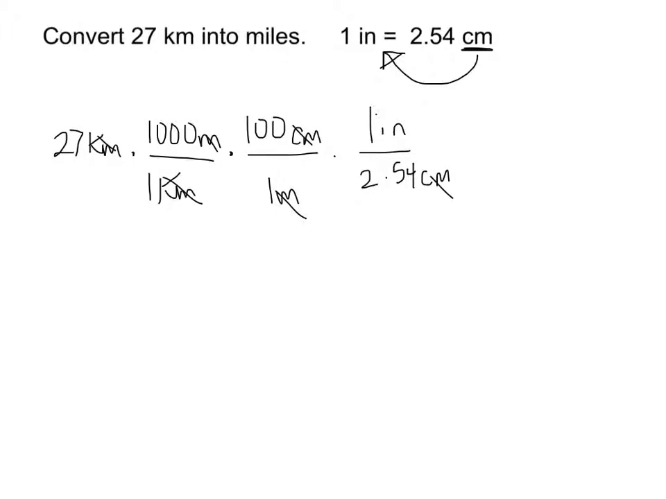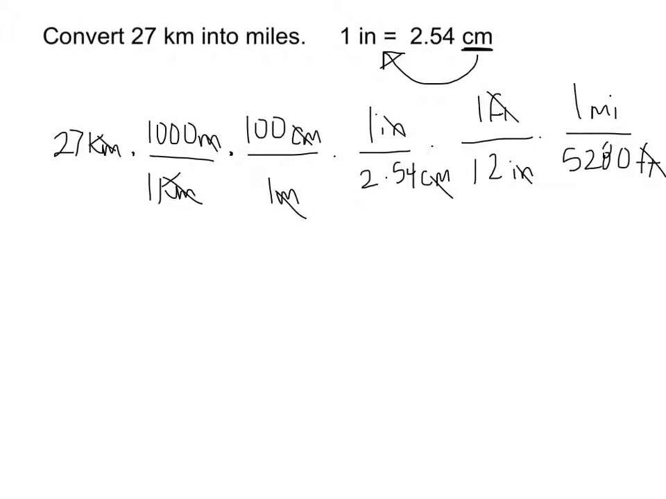My answer is now in inches, but I don't want inches, I want miles. I don't know how many inches there are in a mile, but I do know how many feet there are. So I know that there are 12 inches in 1 foot. Inches cancel. And then I know there are 5,280, that's an 8, feet in 1 mile. Feet cancel feet. And so now I'm ready to solve.